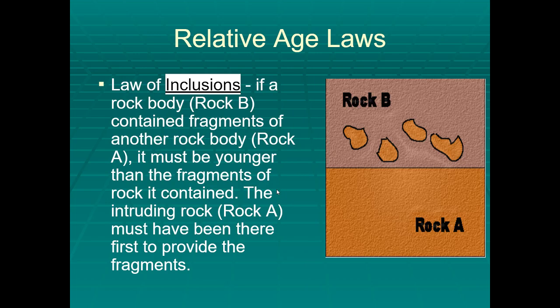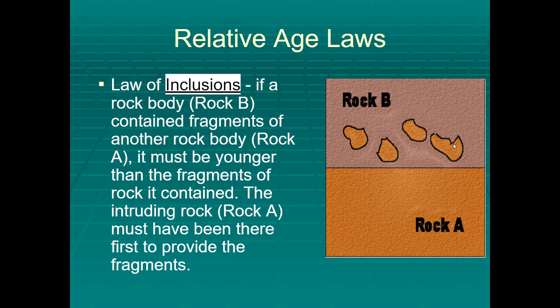Okay, inclusions. Inclusions are fragments of another rock that are found inside another rock. So here we have some rock A that's included inside rock B. Well, in order for these inclusions to get into this rock, that means that A has to be older than B because it can't get stuck in the middle of this new rock if it doesn't exist.